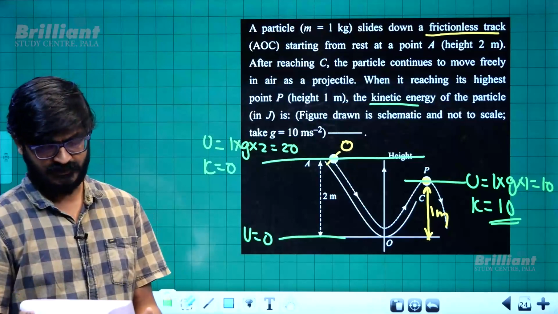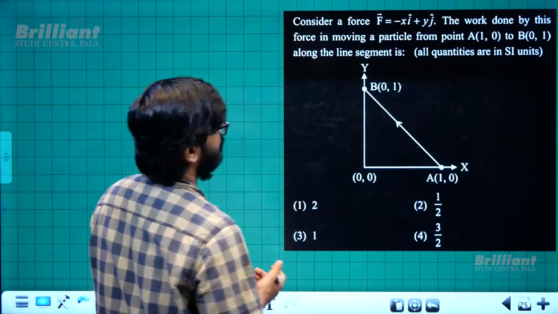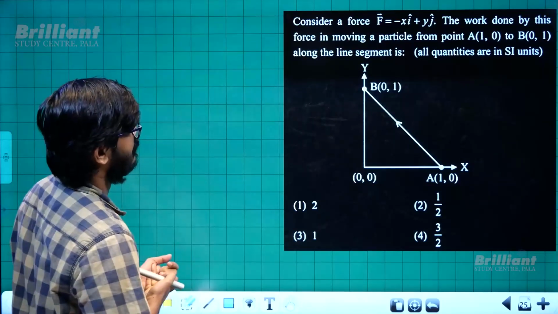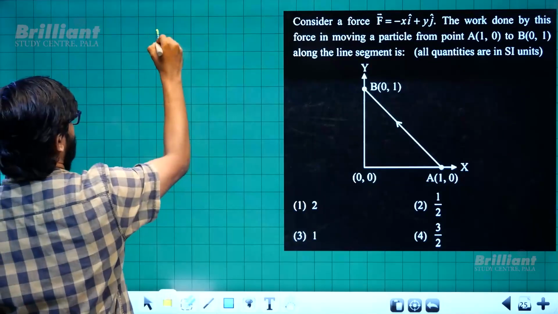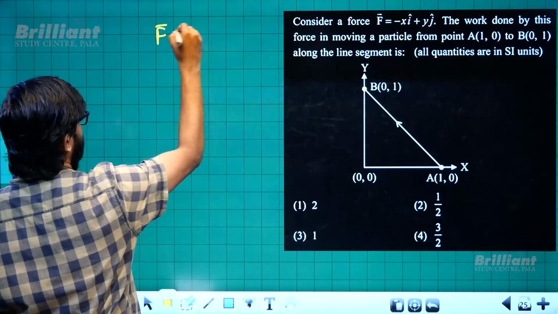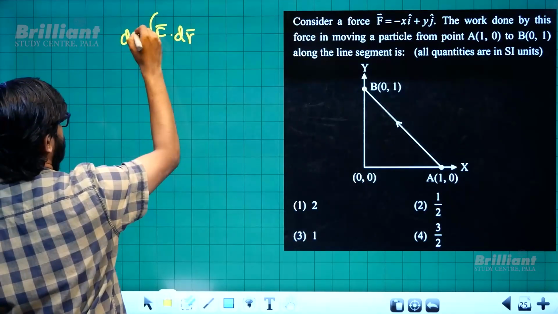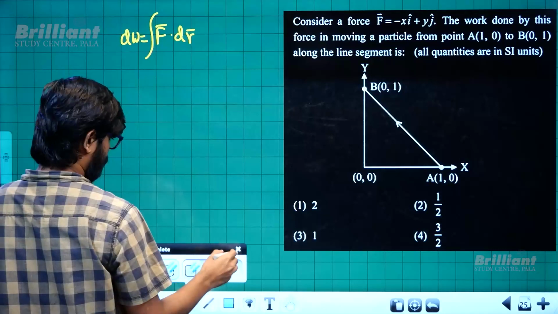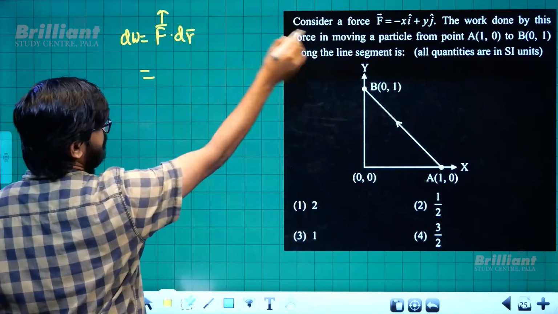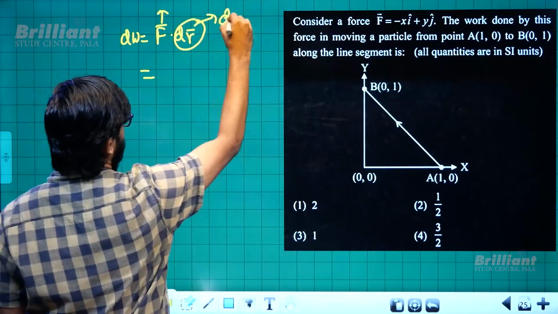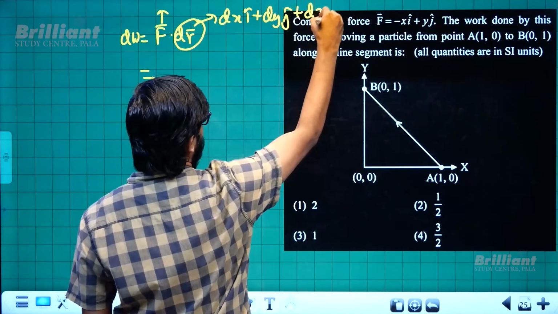So that's how the questions will be easy. Consider a force F equals minus x i cap plus y j cap. Find the work done by this force in moving a particle from (1, 0) to (0, 1). Small work done will be F bar dot dr bar, right? If you want to find the total work done, you have to integrate it. Let me put a small work done in the first place; I will put the integration later. F bar is that much. dr bar is dx i cap plus dy j cap plus dz k cap.